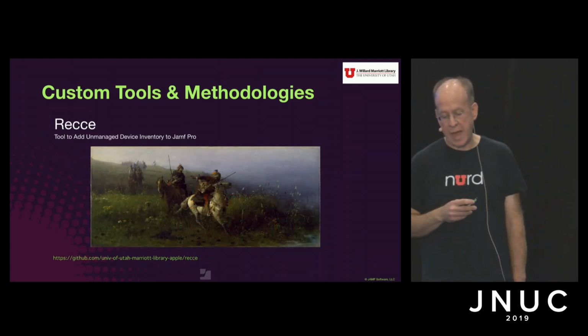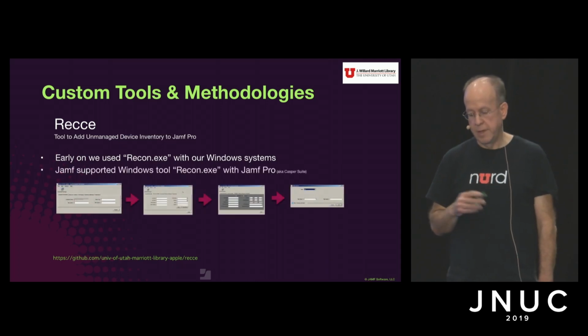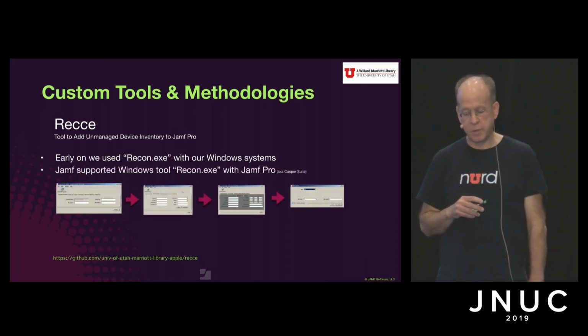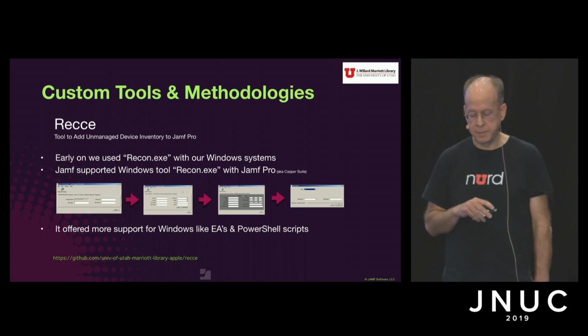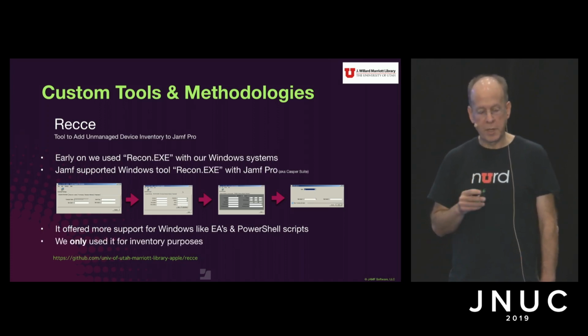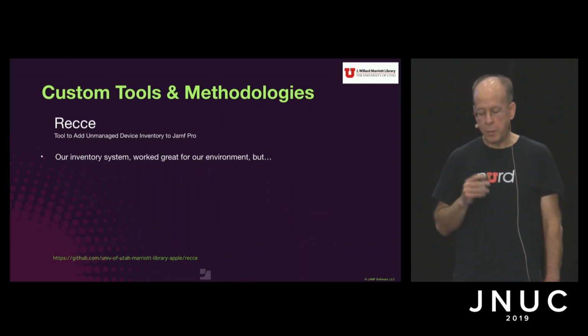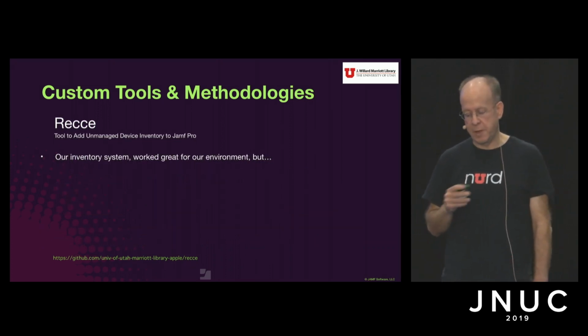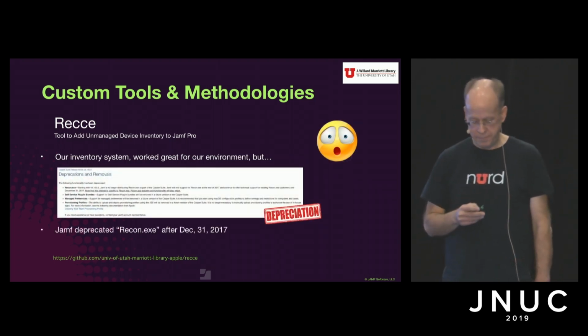Recce is a tool to add unmanaged device inventory to a Jamf Pro instance. Originally, we used Recon.exe for our Windows systems to do inventory purposes. Jamf had this in the original Casper suite, which offered EA support, PowerShell script support, and other support for Windows systems. We used it only for inventory purposes. It worked great with our inventory system. Everybody's smooth sailing along, and then Jamf announced they're deprecating it. We went, oh, now what are we going to do?